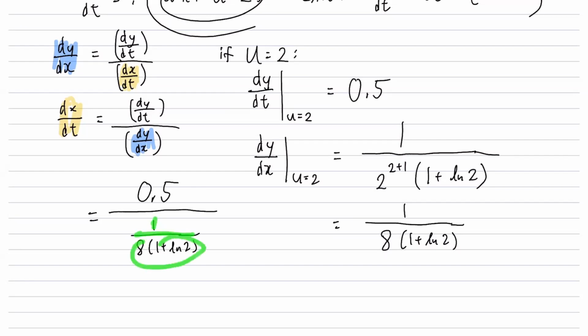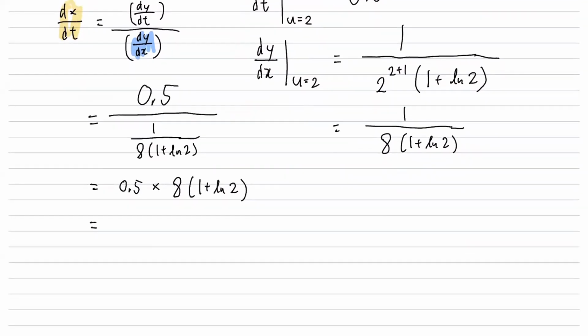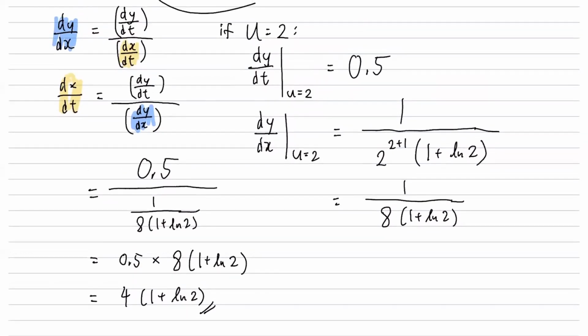So that means this one can go up. You're left with 0.5 multiplied by 8 bracket 1 plus ln 2. Is this part okay? Okay, good. Then 0.5 times 8 is just half times 8, which is 4 bracket 1 plus ln 2. Answer. Maybe I should also label here when u equals 2. When u is equal to 2, that means I'm substituting u equals 2 in each of these scenarios. Okay, that is the question.